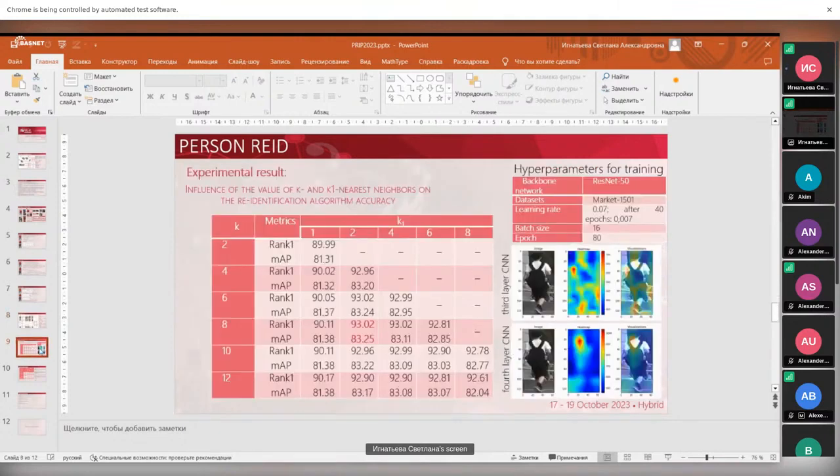K and K1 nearest neighbors were determined experimentally, and as can be seen, K equals 8 and K1 equals 2. The slide also presents heat maps obtained based on the features of the ResNet 15 CNN from the third and fourth level. Heat maps allow you to see which image area has a greater influence on the decision of the network.